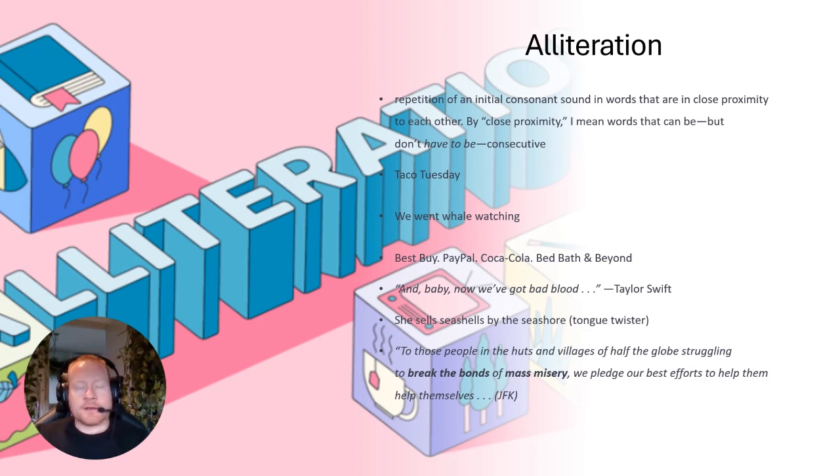Over here we have the first example of a figure of speech, which is alliteration. Alliteration is the repetition of an initial consonant sound in words that are in close proximity to each other. By close proximity, I mean words that can be, but don't have to be, consecutive, following one another.